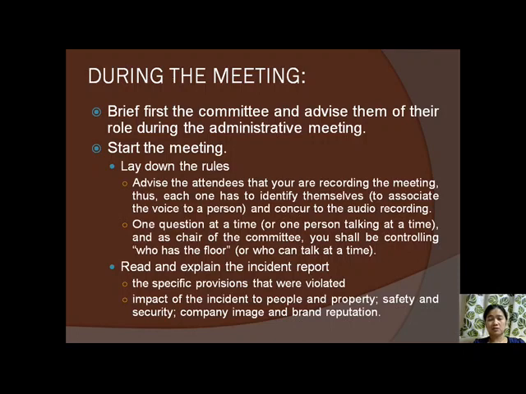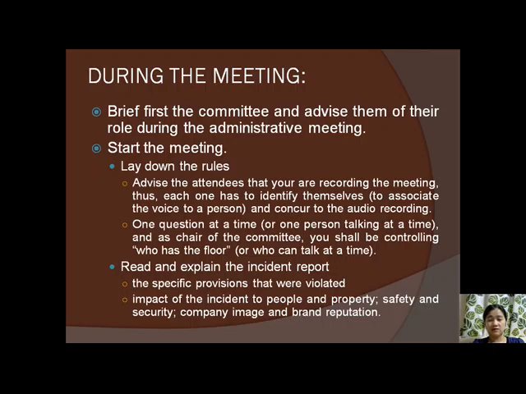Okay. So as part of taking the minutes, you need to record the meeting. But again, it's very important to ask for everyone's consent that you are recording the meeting, and of course, for purposes of identification of their voices to a particular person. And then one question at a time or one person talking at a time.